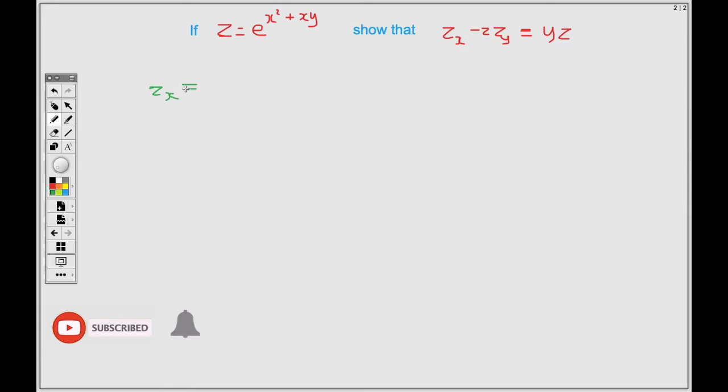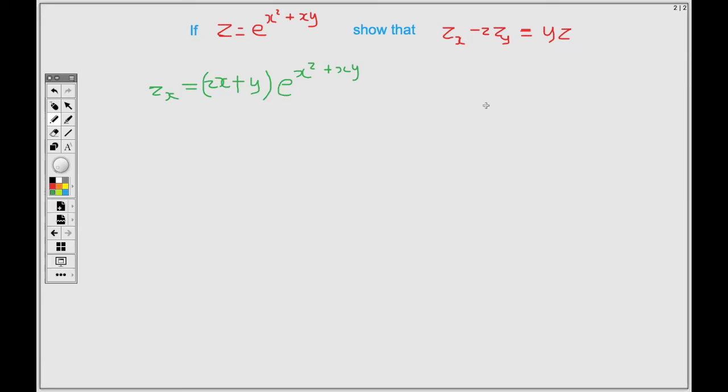So we are finding the partial derivative with respect to x. So differentiate x squared, we have 2x. Differentiate the xy, so it becomes just plus y because x is 1. Then you rewrite the exponential that we have here, which is e to the x squared plus xy.